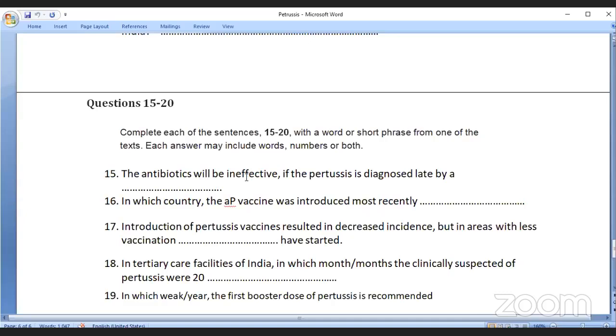The antibiotic will be ineffective if the pertussis is diagnosed late by a dash. So in which text is it possible to find the answer? Any nurse can just discuss. Just write in the chat, in which text is it possible. Any nurse? Any nurse, please? You can unmute and talk with me, any nurse? No?